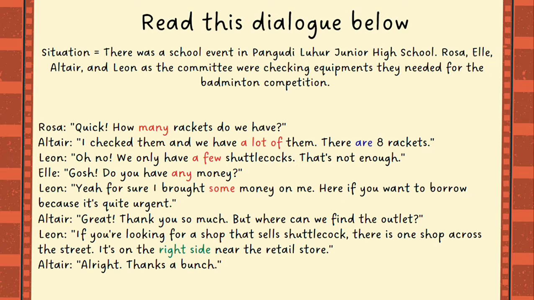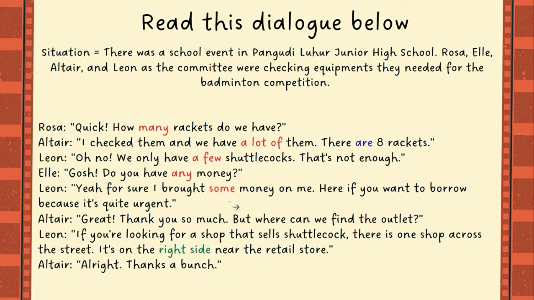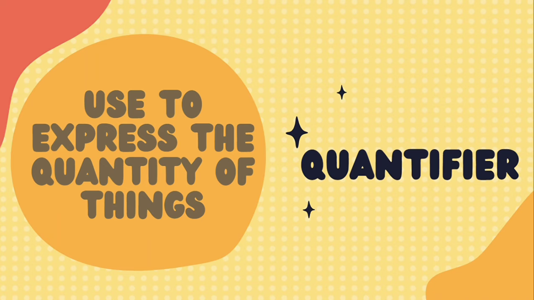Alright, thanks a bunch. If you look at the dialogue, there are some words with many different colors right there. Try to analyze them. As you can see, the red color represents the quantifier. Huh? Quantifier? What's that? So, a quantifier is an expression that we use to express the quantity of things. Furthermore, we're gonna discuss more on the types of quantifiers.